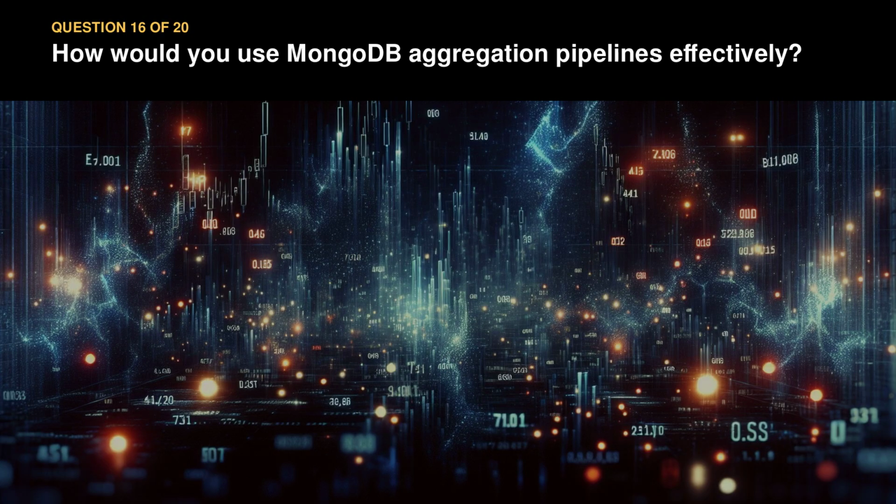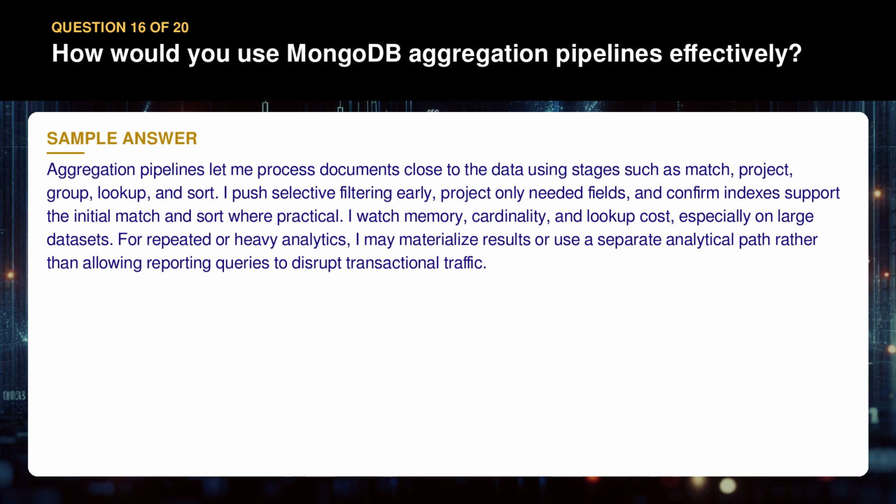Question 16. How would you use MongoDB aggregation pipelines effectively? Aggregation pipelines let me process documents close to the data using stages such as match, project, group, lookup, and sort. I push selective filtering early, project only needed fields, and confirm indexes support the initial match and sort where practical. I watch memory, cardinality, and lookup cost, especially on large datasets.